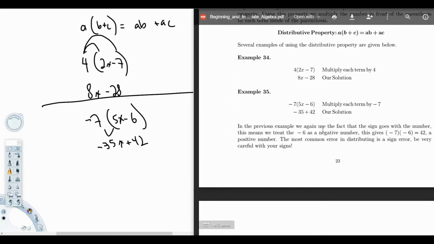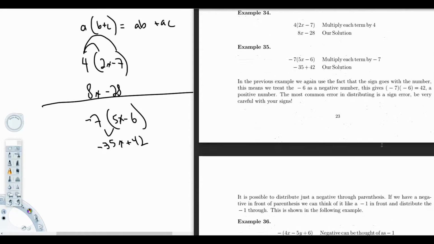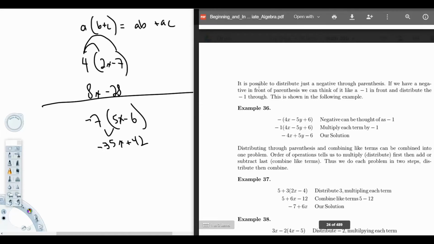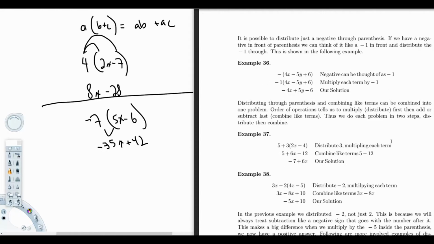In the previous example, we again used the fact that the sign goes with the number. This means we treat negative 6 as a negative number. This gives minus 7 times minus 6 equals 42, a positive number. The most common error in distributing is a sign error. Be very careful with your signs. It is possible to distribute just a negative through the parentheses. If we have a negative in front of the parentheses, we can think of it like minus 1 in front and distribute the minus 1 through. This is shown in the example. Let's look at the examples.